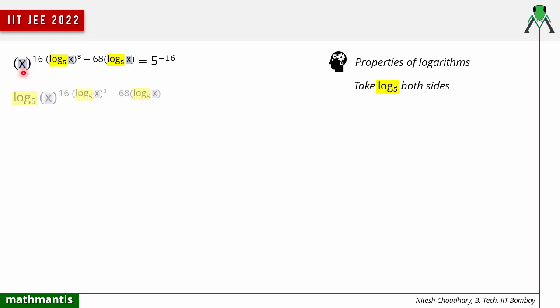So once you take log to the base 5 on both sides, you will get this expression, log to the base 5 of this value. On the right side also you will get log to the base 5 of 5 raised to the power minus 16. So now we can see the pattern: log to the base 5 of x, log to the base 5 of x, and here also log to the base 5 of x. So that is the basic idea.